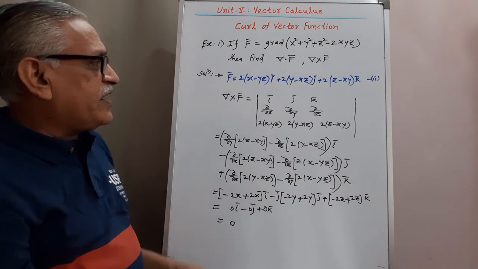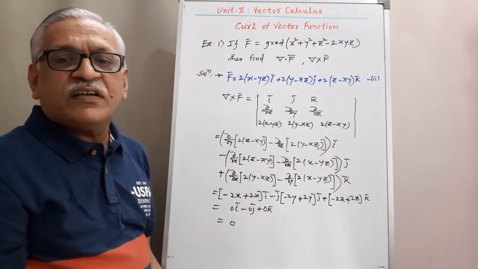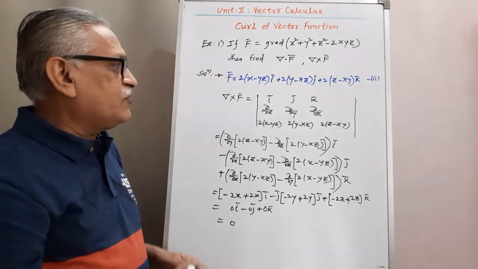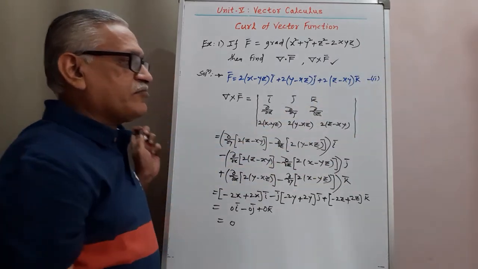Therefore we get that curl of f bar as 0, means that function f bar is irrotational. Therefore I obtain the value of this del cross f bar.